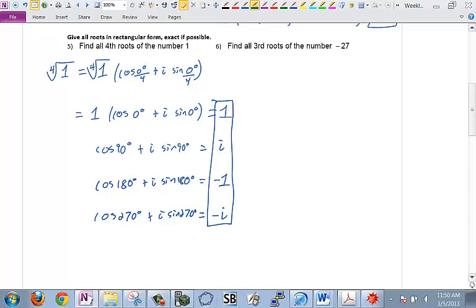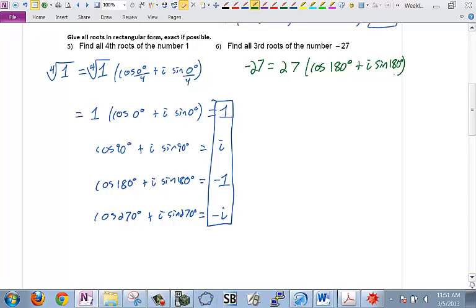Okay, number 6. Find all 3 cube roots of the number negative 27. The modulus of negative 27 is what? 27, not negative 27. It is positive 27. And the argument is 180, not 0. However, if you wrote negative 27, cosine 0 plus I sine 0, that would work. A lot of people who wrote that made mistakes, though. So just be careful.